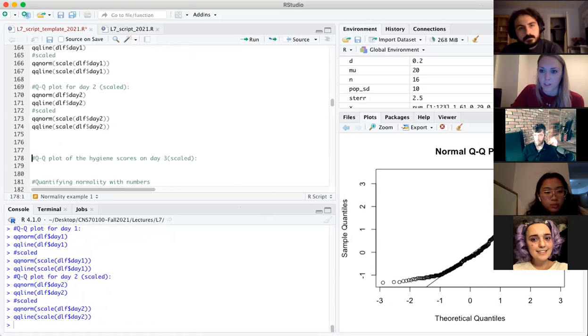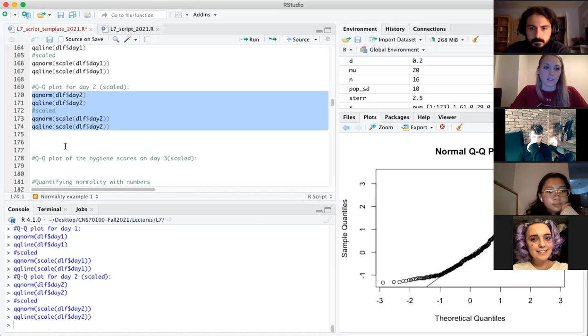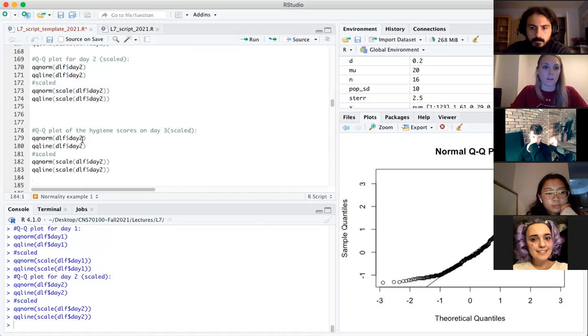there we go. You can see how this is a little crazy. It's deviating quite a bit, so it's not great. It's not the worst, but not as good as day 1. Ideally, you want to see it like you see on the day 1 data.